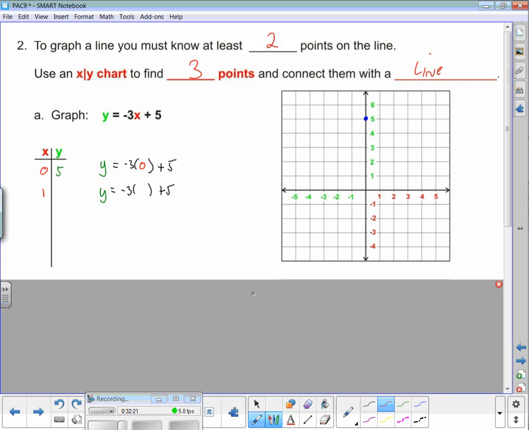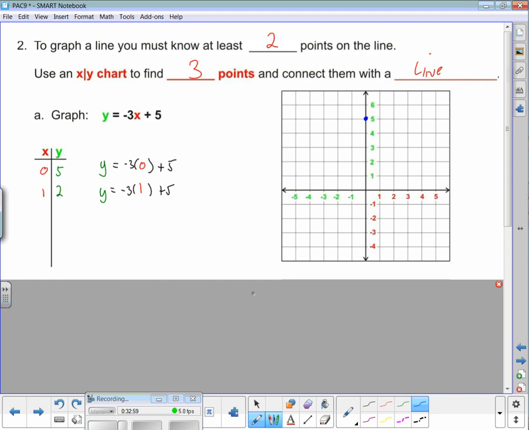So we're doing the exact same thing. We're writing the equation. I'm putting a positive 1 in for our x. Negative 3 times 1 is negative 3. What's a negative 3 and a positive 5? Positive 2. Now look, if you can't do that in your head, do the next step and work it out, all right? All right, plot the point 1, 2.